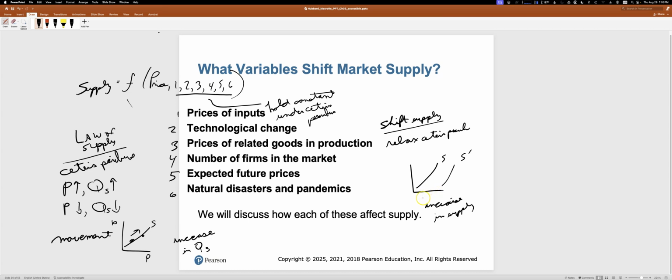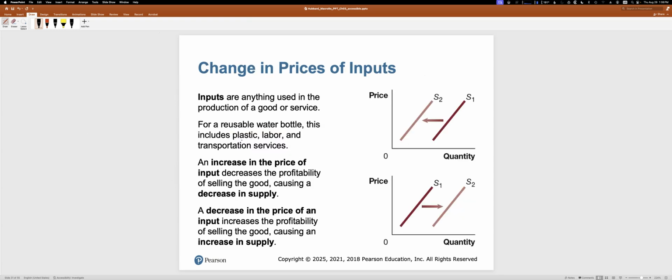So now what we need to do is look at each of these 6 variables again. One of the very important ones that affects the supply curve is the price of inputs. Obviously, whenever a company is making something, they have to use a lot of resources to make it.